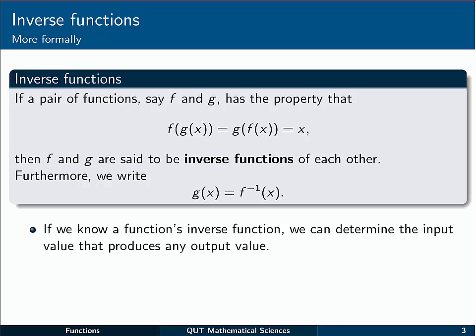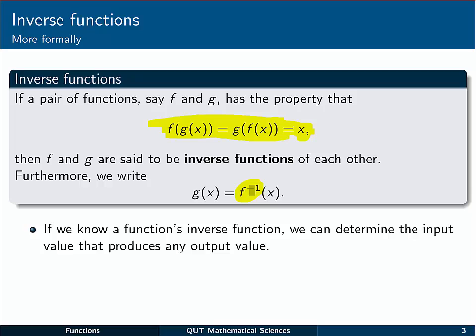So a little bit more formally, we have a pair of functions, f and g. If those two functions satisfy the property that f of g of x and g of f of x are equal, and more so that they're equal to x, then f and g are said to be inverse functions of each other. In other words, f undoes g to give back x, and g undoes f to give back x, the final result. We actually usually write this with this sort of notation, an f to the minus 1.